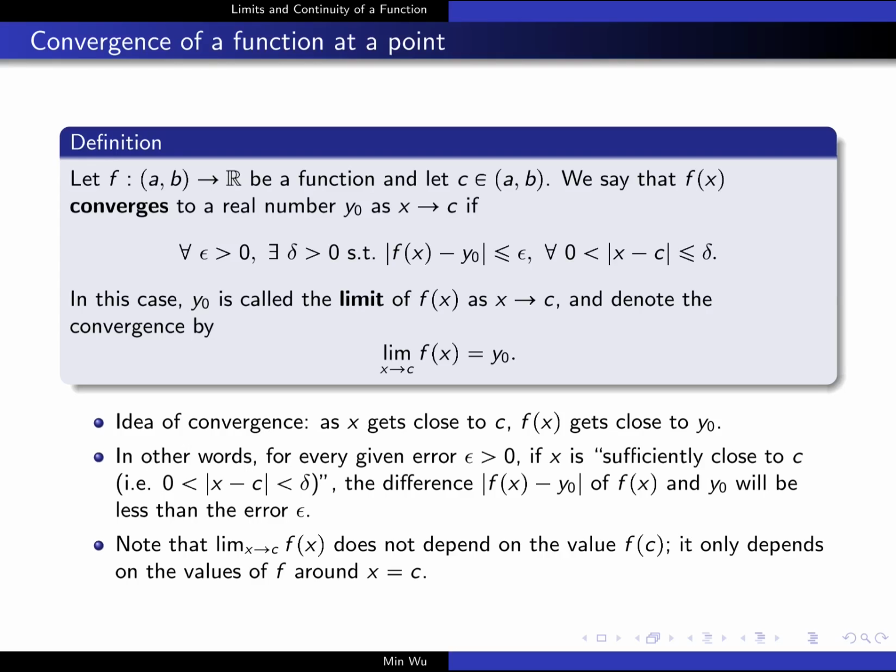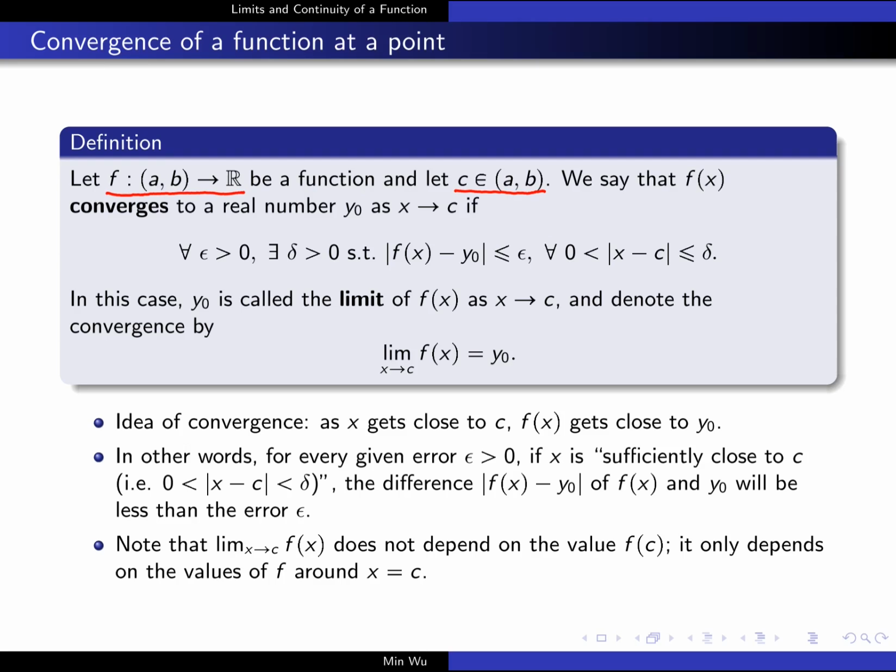Now let's talk about the convergence of a function at a point. So here's the definition. First, we need a function so that we can talk about its convergence. And also we have to have a point. We need a point so that we can talk about the convergence of this function at this point. So let f from the interval (a, b) to R be a function, and let c be a point.